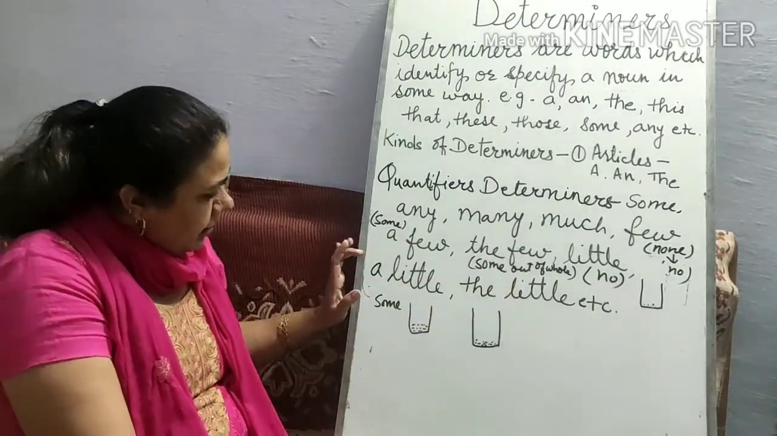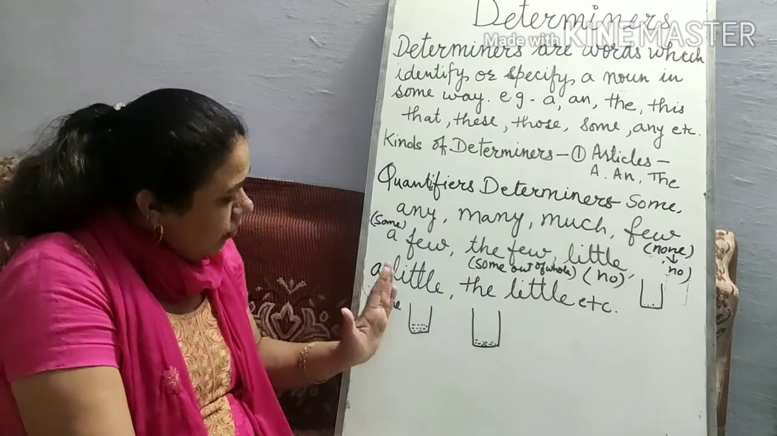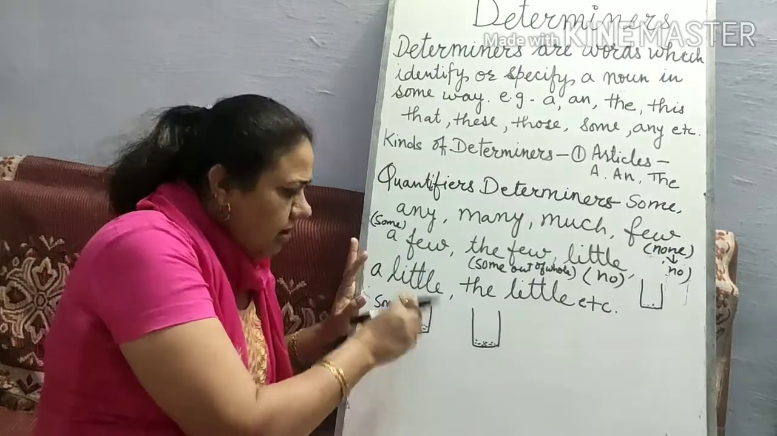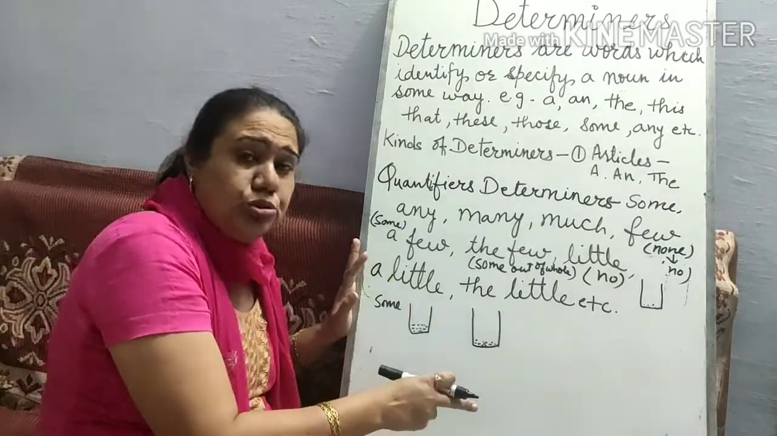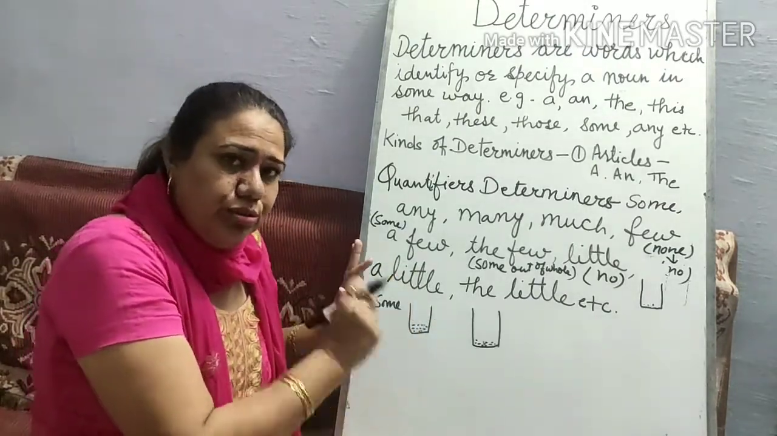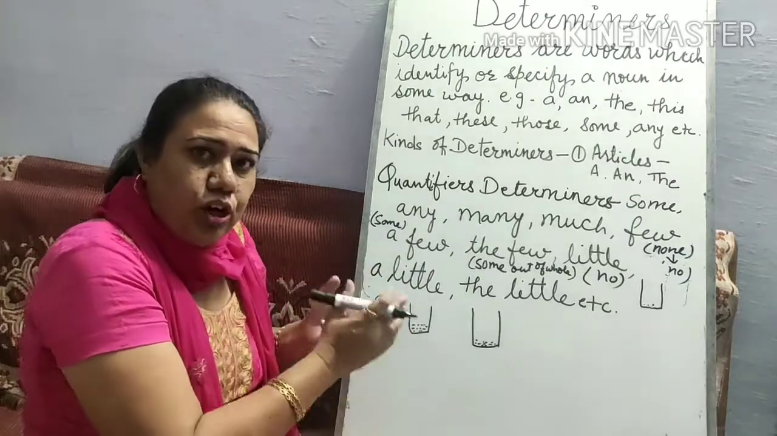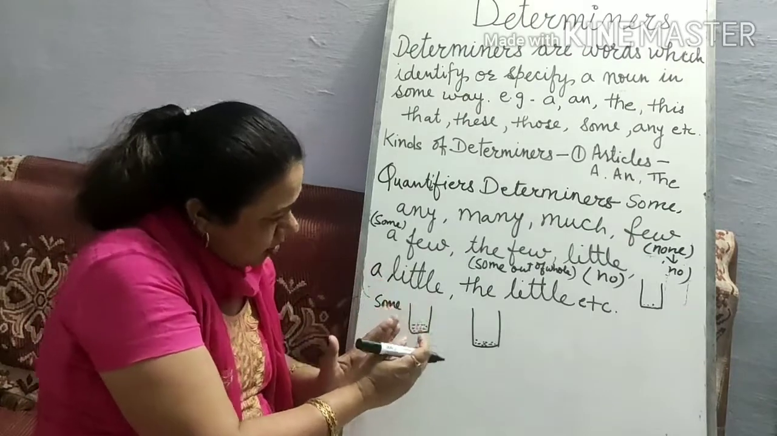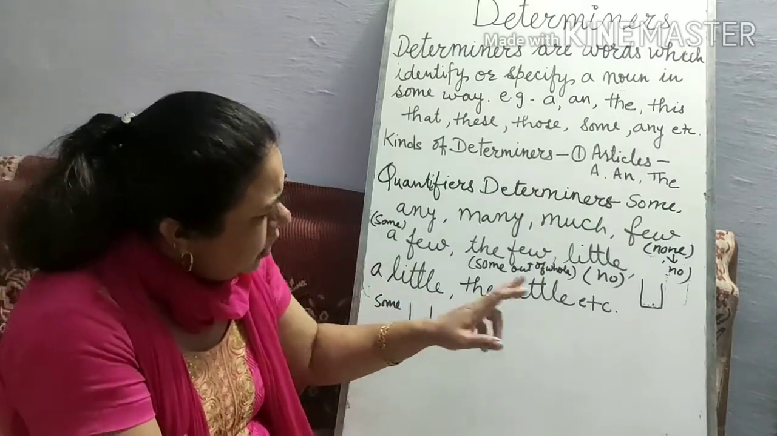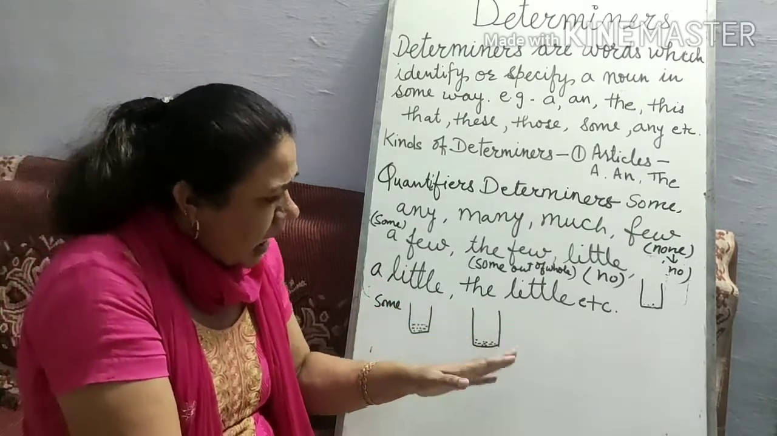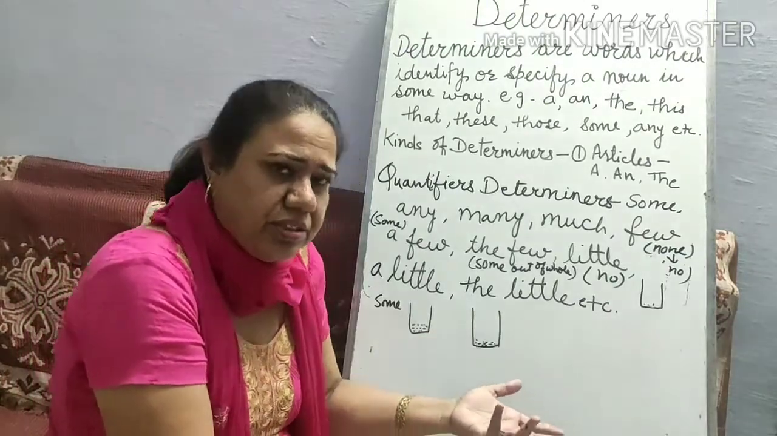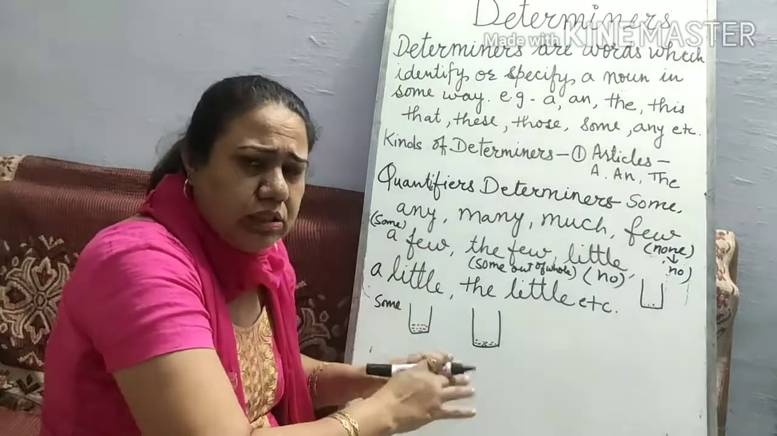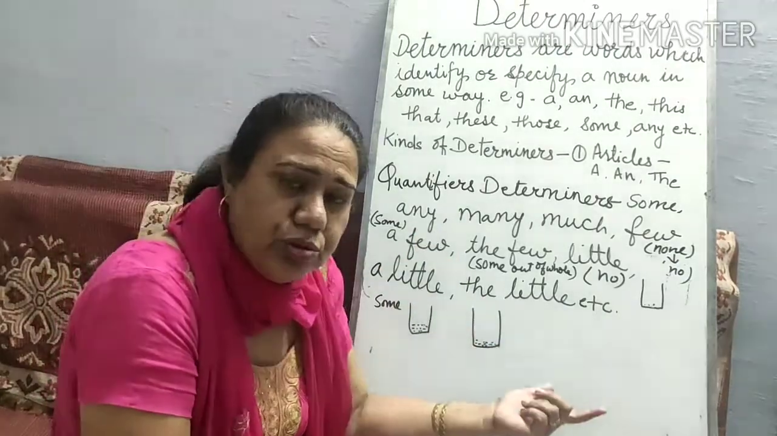And a little. It means there is a little water in the jug. It means some water in the jug is there. Something is there in the jug, so you can use it. Understand? You can use it either half cup or a cup. And the little water that was in the jug, I have used it. The little water, it means very less water was in the jug, I have used it.